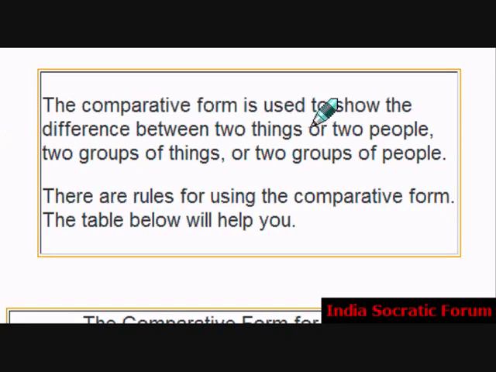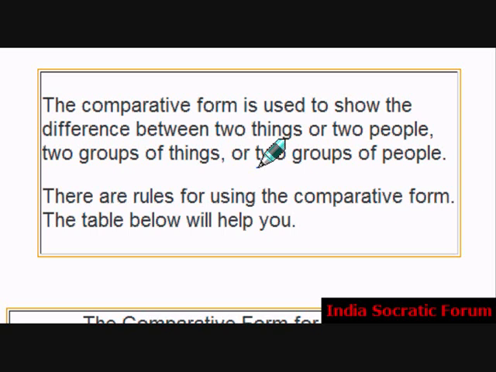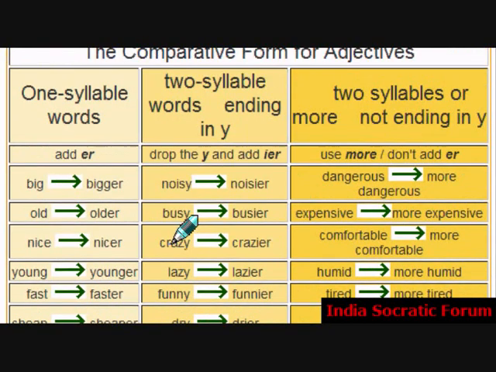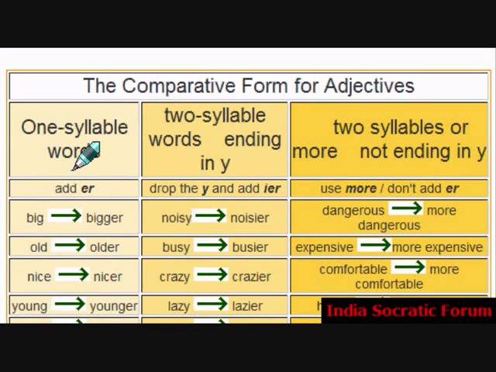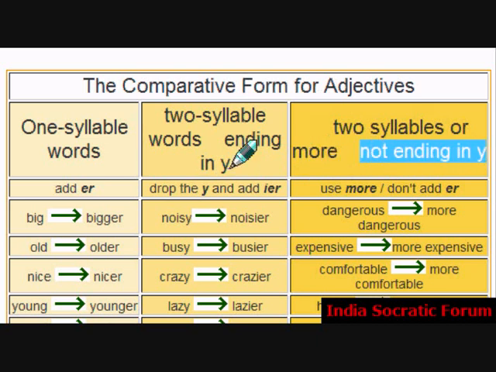The comparative form is used to show the difference between two things or two people, two groups of things or two groups of people. That is what is called comparative form. There are rules for using the comparative form. Let's see the rules. These are the comparative form rules: one syllable words and two syllable words ending in Y, and two syllables or more not ending in Y.